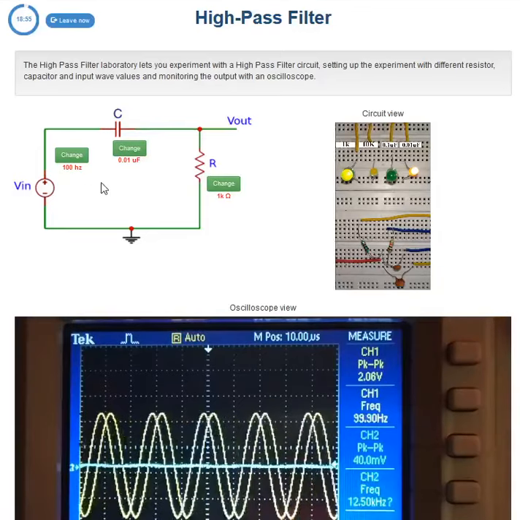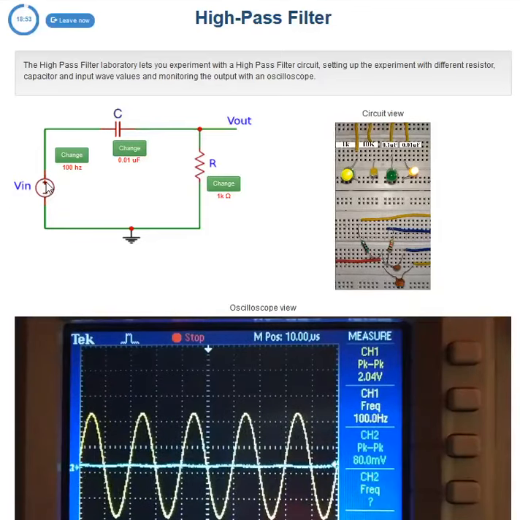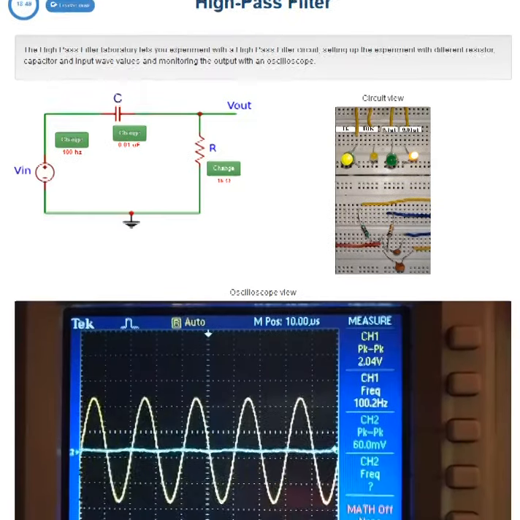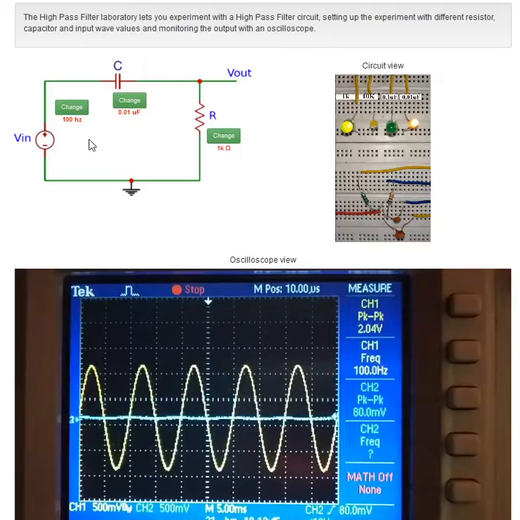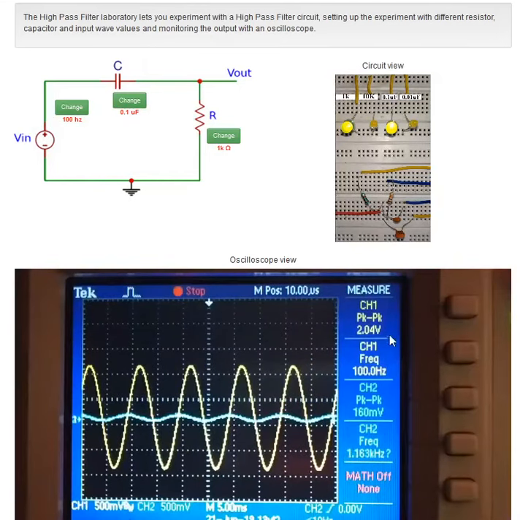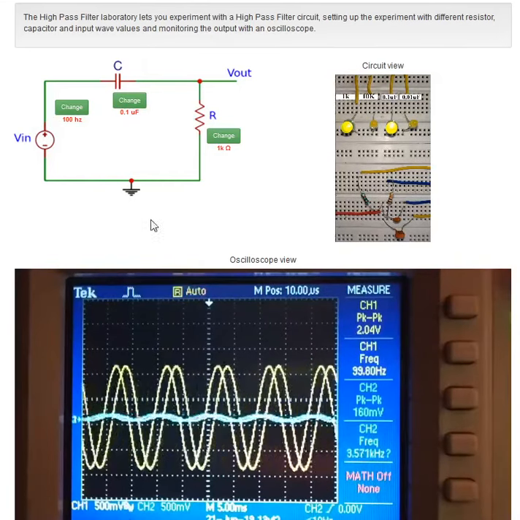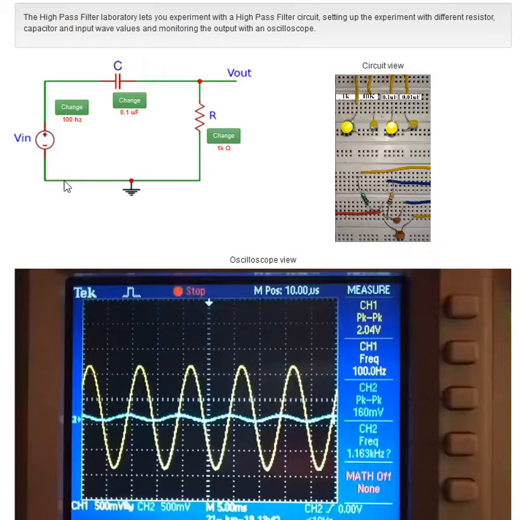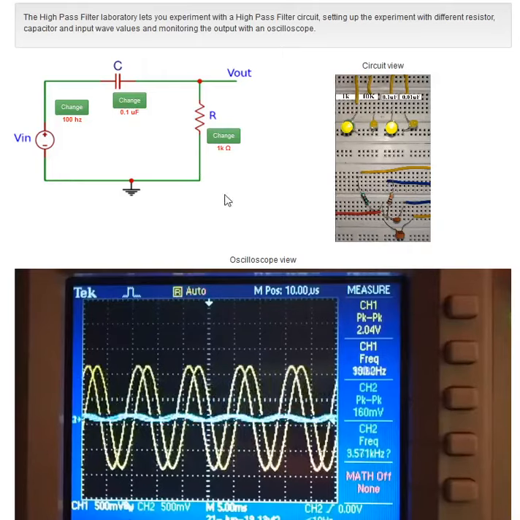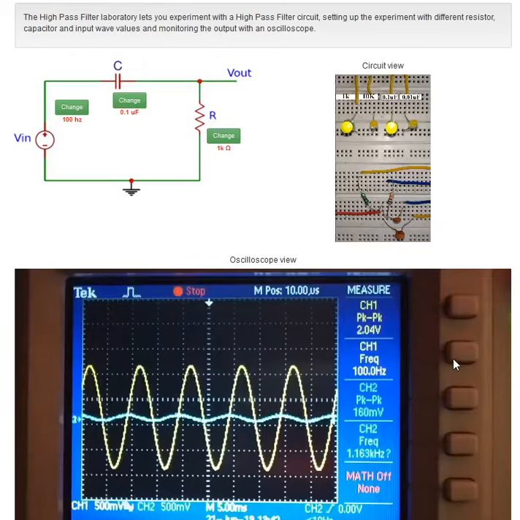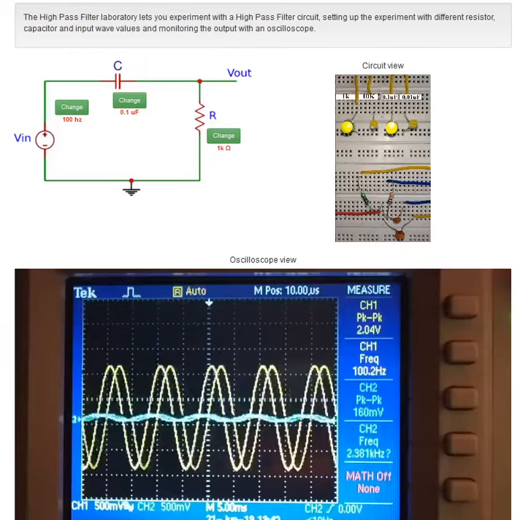In this video, the impact of various circuit and signal parameters on the high-pass filter will be demonstrated. Let's see changes in the high-pass filter response as the value of the resistor is modified, with constant values of capacitor at 0.1 microfarad, and an input sine wave of 2 volt peak-to-peak amplitude at a frequency of 100 Hz. With resistor value equal to 1 kΩ, the cutoff frequency of the high-pass filter is 1.59 kHz.